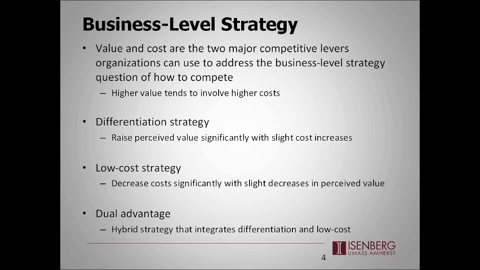A differentiation strategy would involve competing on the basis of unique and desirable features that customers value. An example would be Nordstrom, known for offering designer merchandise and outstanding customer service. While a low-cost strategy involves competing on the basis of low costs, as the term suggests. Walmart is certainly a good example. There's also dual advantage, which means combining elements of low cost and differentiation. Target, for example, offers many products that are more upscale than Walmart's, but they still offer relatively low prices.